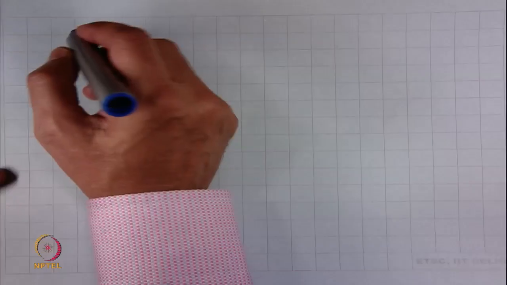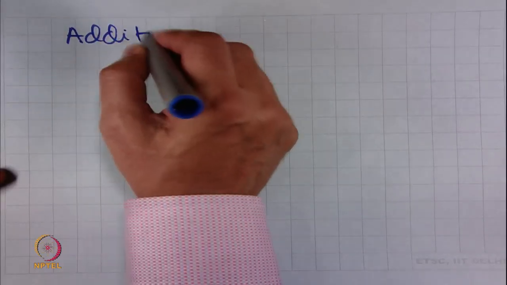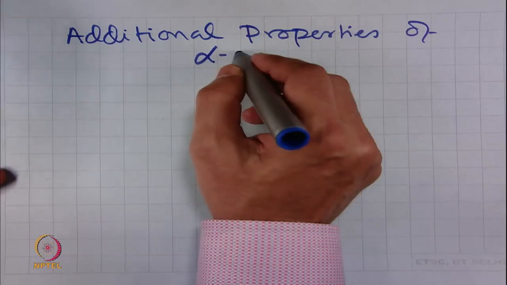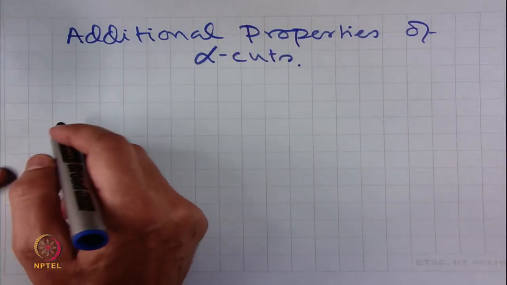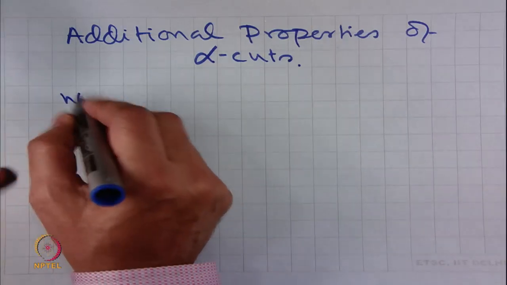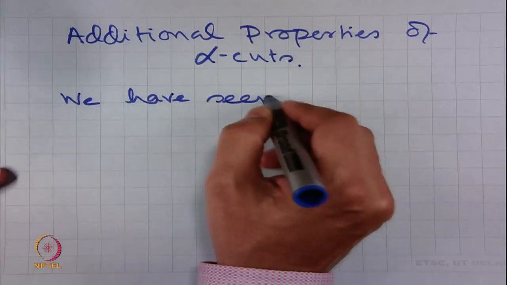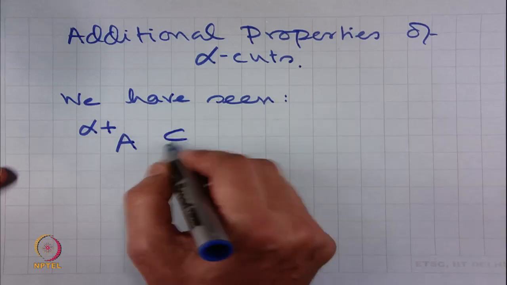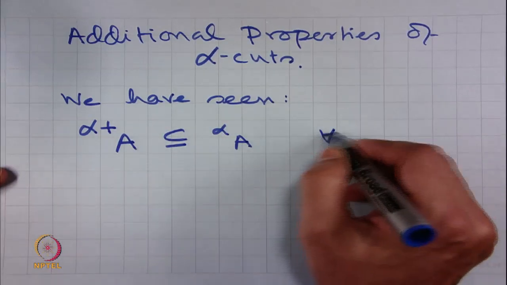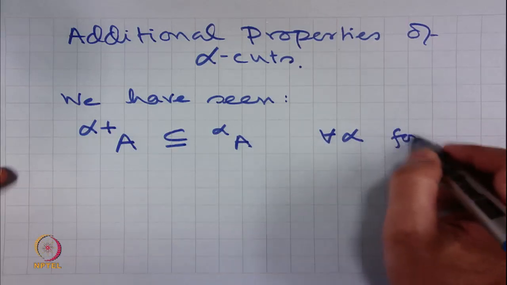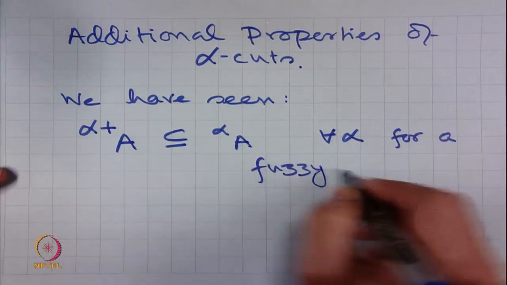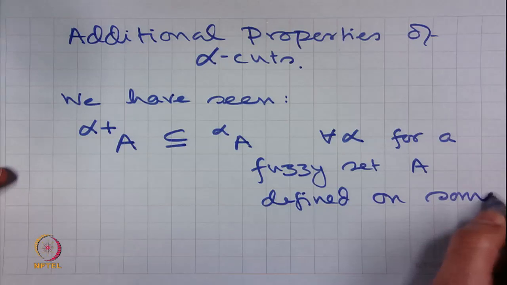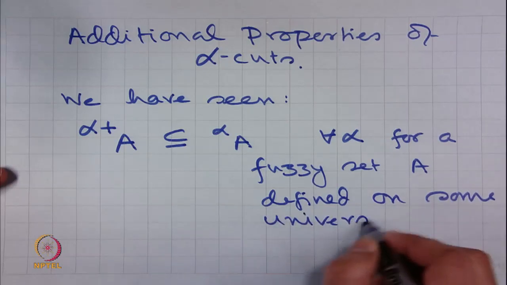In today's lecture, we shall study some additional properties of alpha cuts. If you remember, we have already seen some properties. Say for example, alpha plus cut of A is contained in alpha cut of A for all alpha, for a fuzzy set A defined on some universal set X.